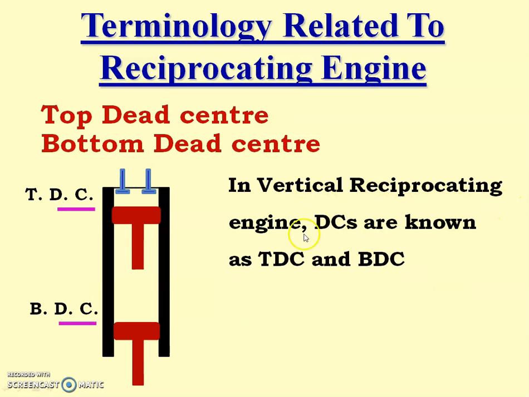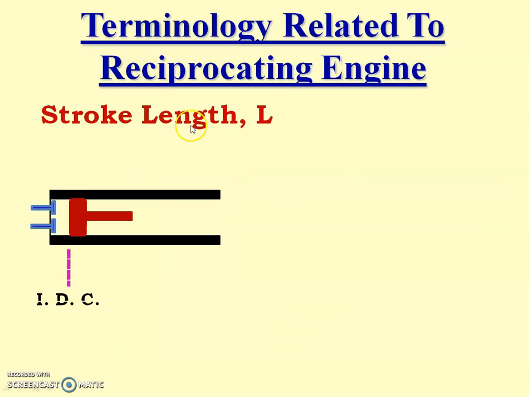In a vertical reciprocating engine, dead centers are known as the top dead center and bottom dead center. This one is a vertical cylinder engine in which this is the topmost position of piston, and it is known as the top dead center. And this one is the bottommost position of a piston, and due to that it is known as the bottom dead center.